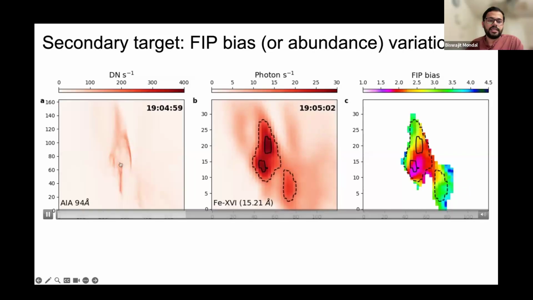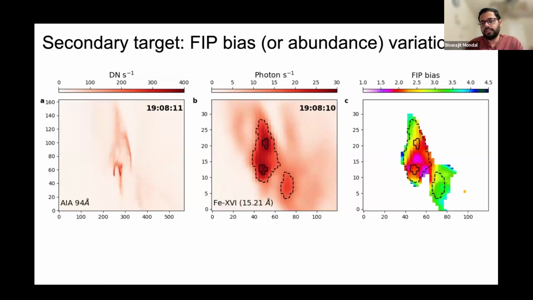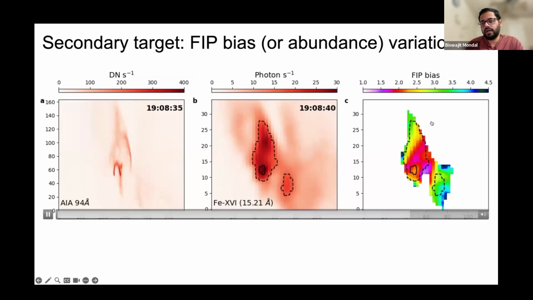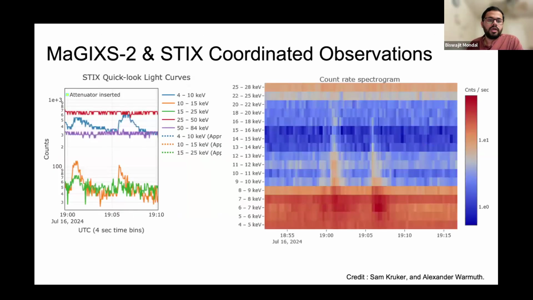On the left side, this is the AIA image. You can see an extended loop structure above the limb. And this is inverted from MaGIXS. The right-hand plot shows the abundance map. You can see that at the lower height of this loop structure, the abundances are low. At upper height, they are always higher. This is something interesting, and to the best of our knowledge, a new observation in this temperature and energy wavelength regime. We also have coordinated observation with Solar Orbiter STIX.